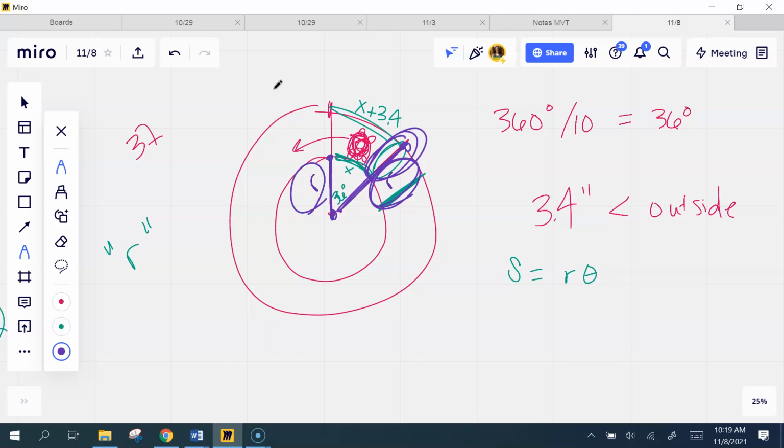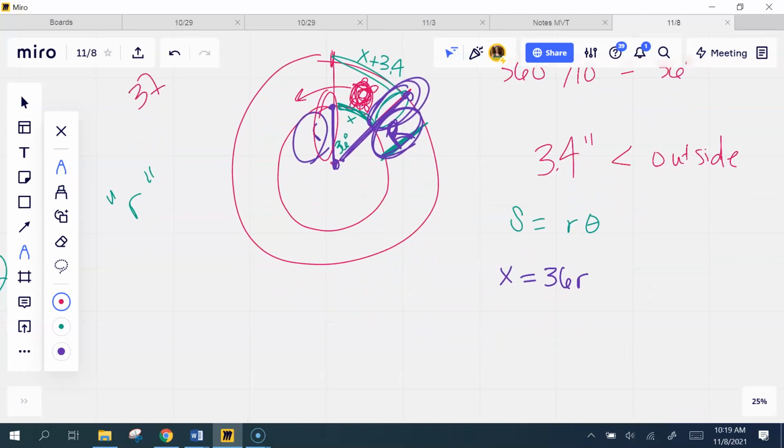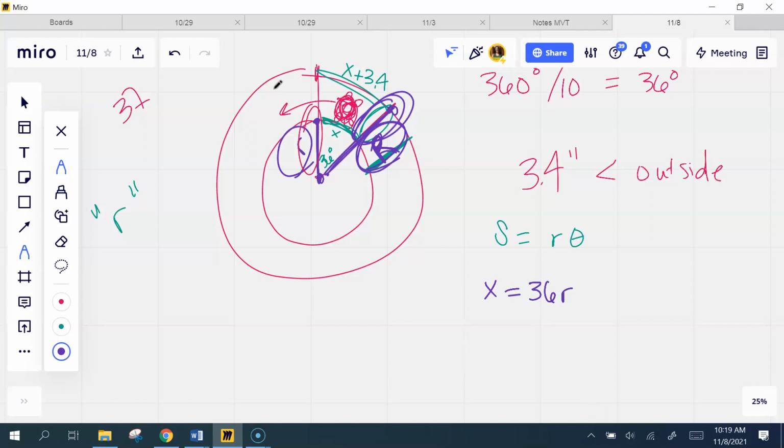So I know that this length, I'm essentially going to set up two different equations. I'm going to name these two r's. I'm going to name one little r and big R. I'm going to name the longer one big R, just because it's longer, so it's bigger. Arc length, I called it X, right? This one is going to be 36 times little r. Do you agree with that? Just that little piece, this right here, it's 36 degrees times this little radius. How about the big arc? What could that equation look like? X plus 3.4 equals 36 what? Times the big R. You agree there?